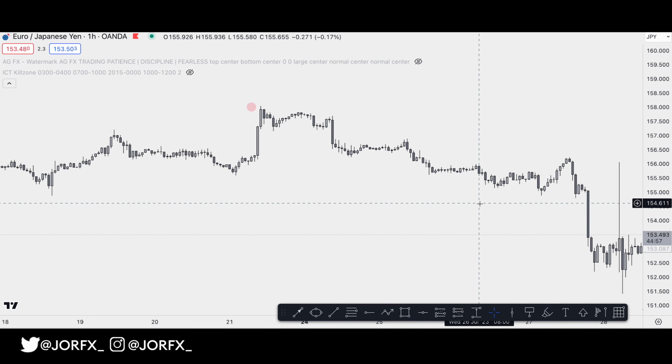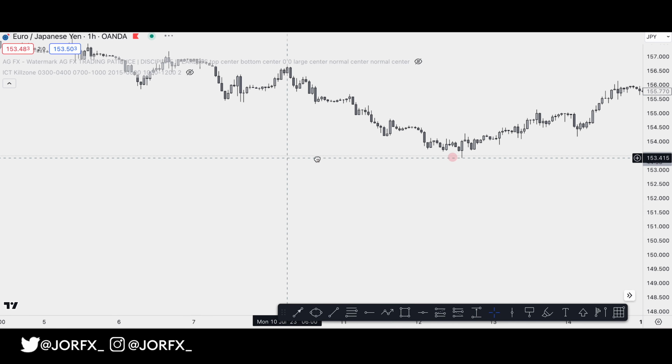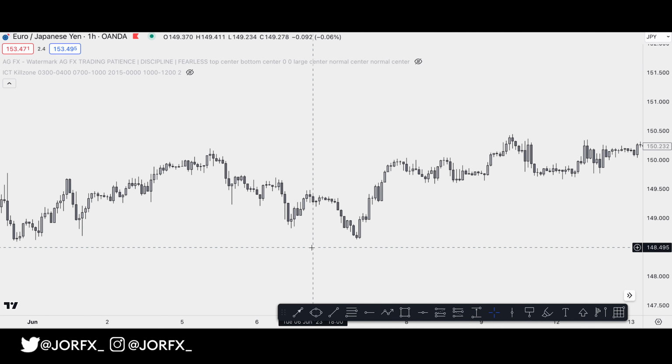Let's go to the next example. Right here, you didn't know you were in the downtrend yet. So let's take it from here and let's do it with the uptrends. Okay, let's do it from here.